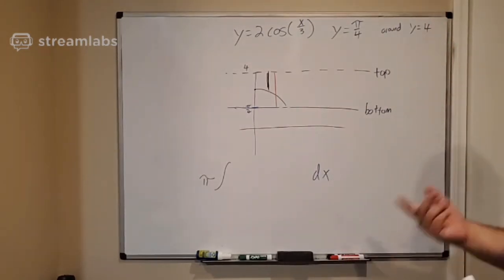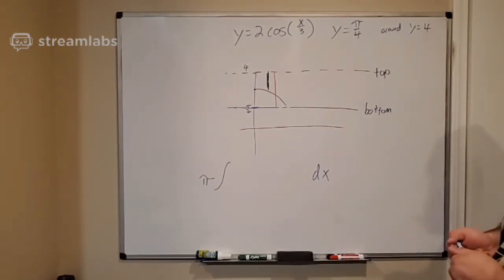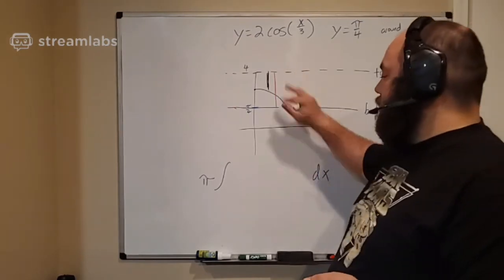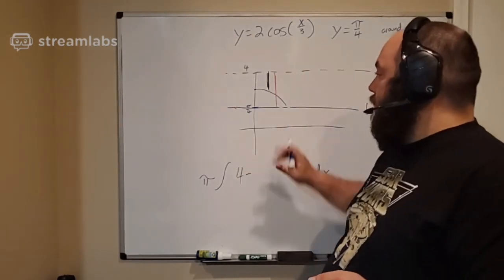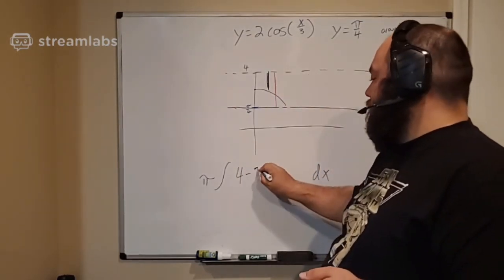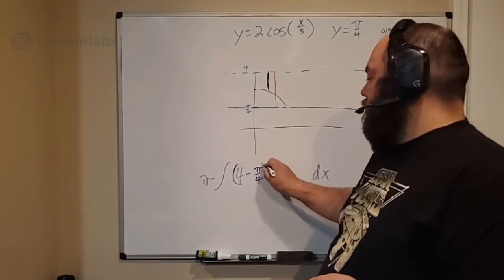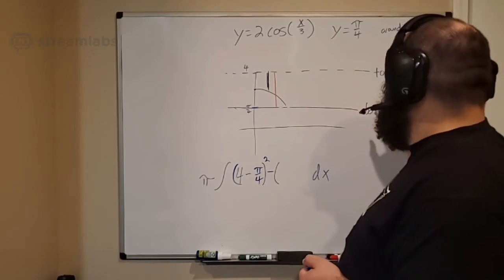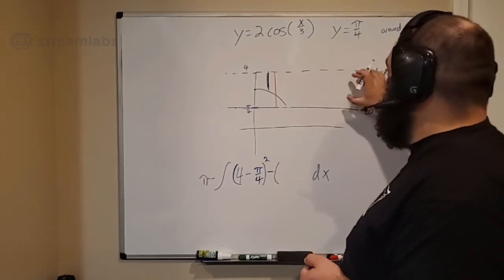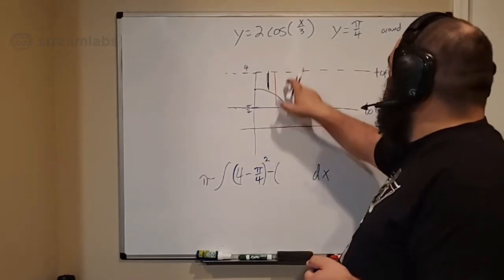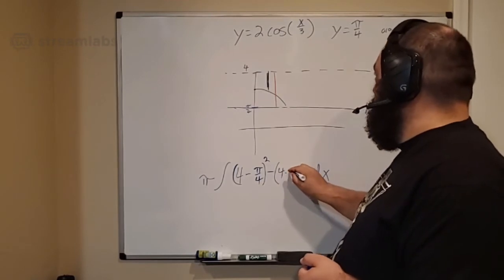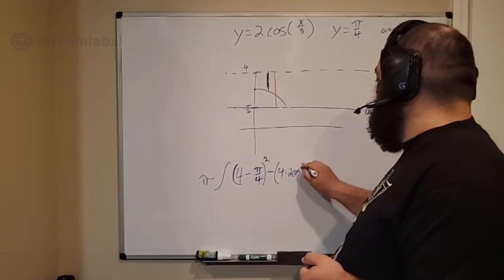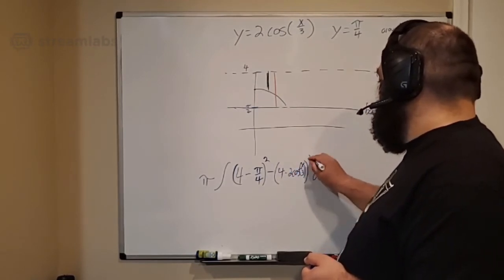So top in this case will be 4. Big one always goes first, so 4 minus pi over 4 squared minus, and then the other one will be 4 minus the 2 cosine x over 3. Oh wait, big R squared minus little r squared. Oh, gotcha. Never mind.